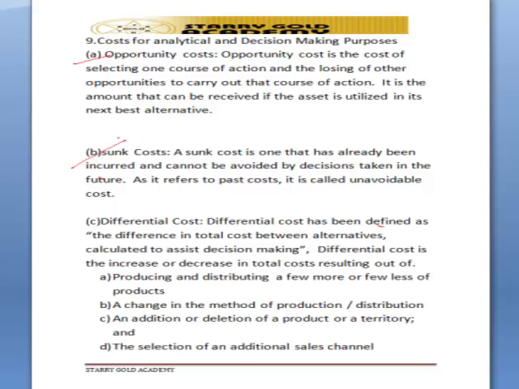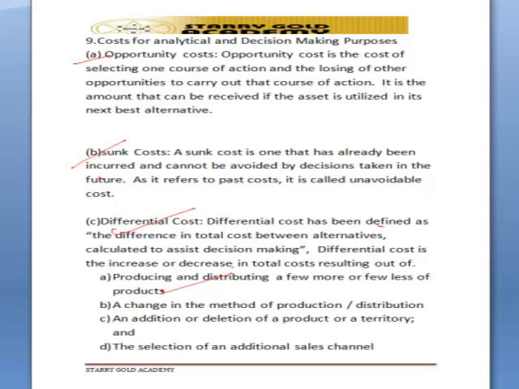So we also have what we call the differential cost. Differential cost has been defined as the difference in total cost between alternatives calculated to assist decision making. Differential cost is the increase or decrease in the total cost resulting from the following. For one, producing and distributing a few more or a few less of a product. What is the effect of that decision?